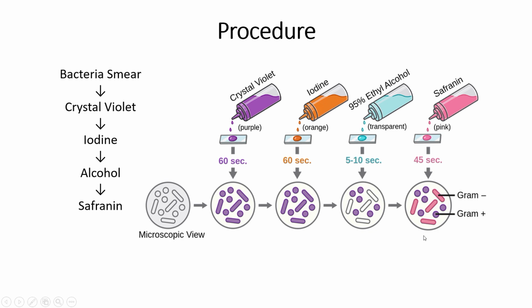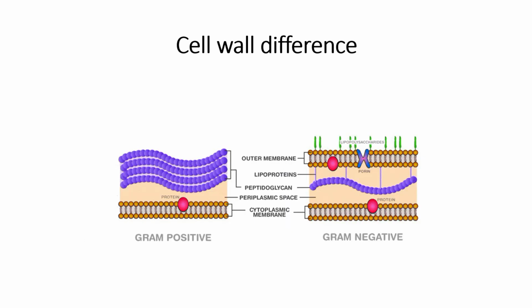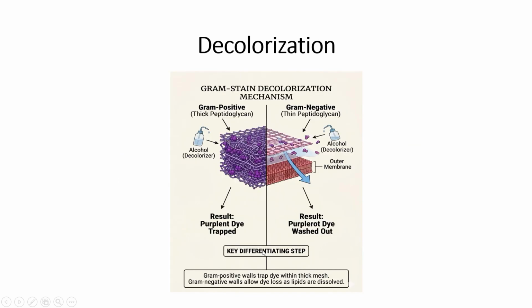Now, but why does this happen? The answer lies in the structure of the bacterial cell wall. Gram-positive bacteria possess a thick peptidoglycan layer, and in contrast, gram-negative bacteria have a thin peptidoglycan layer and an additional outer lipid membrane. Now, this structural difference is the reason both groups respond differently during the alcohol treatment.